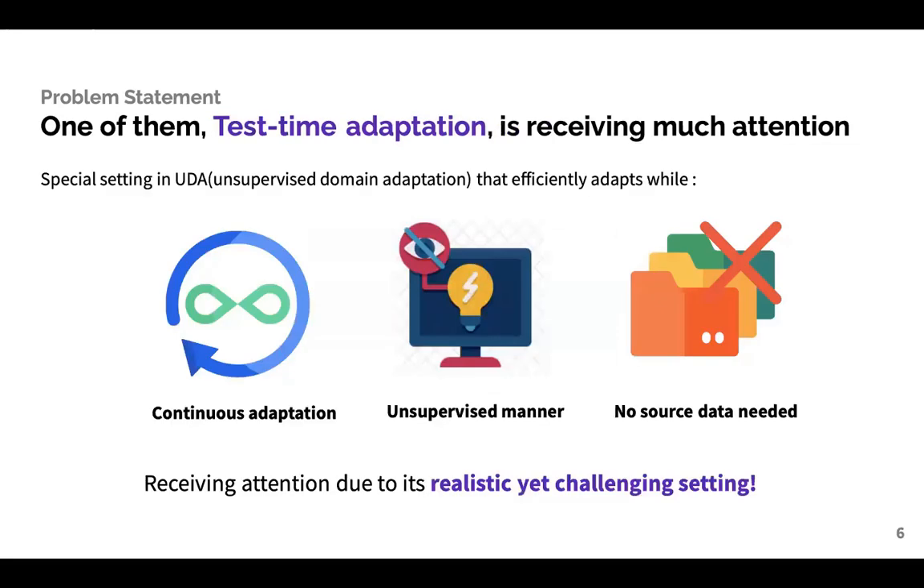Test time adaptation is one of the popular methods for domain adaptation. Test time adaptation tries to update the model during the testing stage. It is a more practical way compared to other methods because real-world models face several challenges. Thus, TTA tries to adapt with continuous adaptation, in an unsupervised manner, and with no source data needed. This approach has a quite practical vision for solving real problems, which makes people pay attention to it. However, because of the realistic settings, there are still many parts to improve.